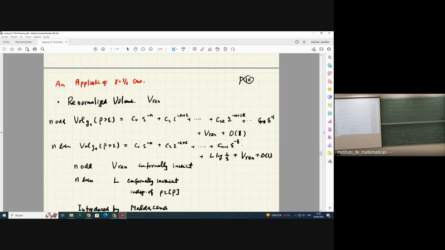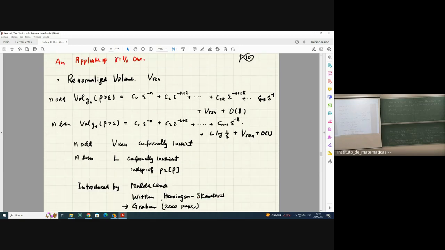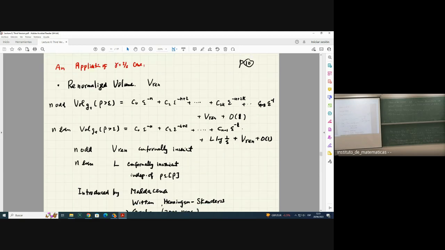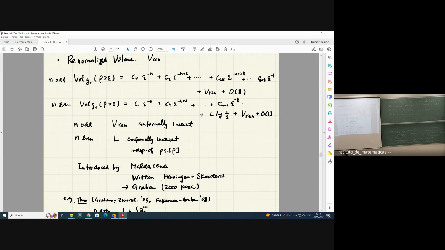So let me mention another application of using the Q curvature to study the renormalized volume. I will briefly sketch the idea, and there's a lot of content about this. The notion of renormalized volume was introduced by Witten, Maldacena, and Graham, Robin Graham, I think around 2000. The idea is to study the volume of the region where rho is bigger than epsilon.